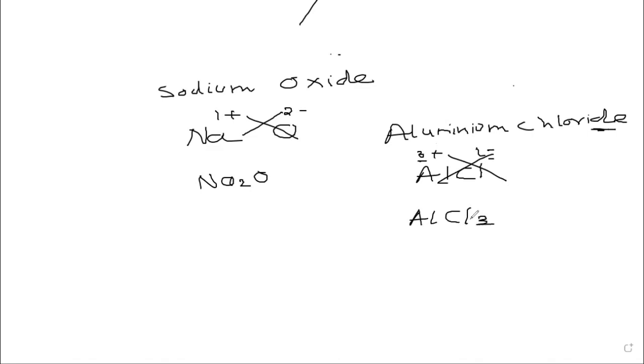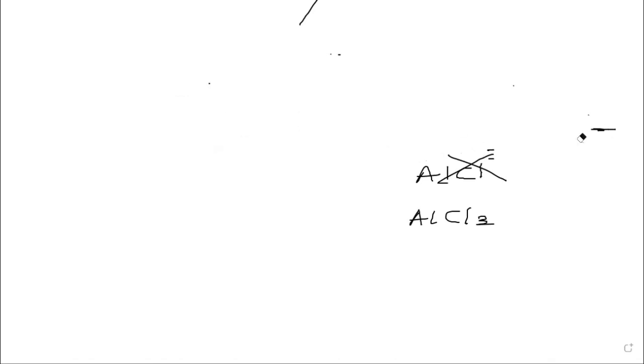AlCl3 is the correct formula. These are the easier ones. Now let's see a slightly different one in which we are using radicals. Let's say now I am writing ammonium hydroxide.